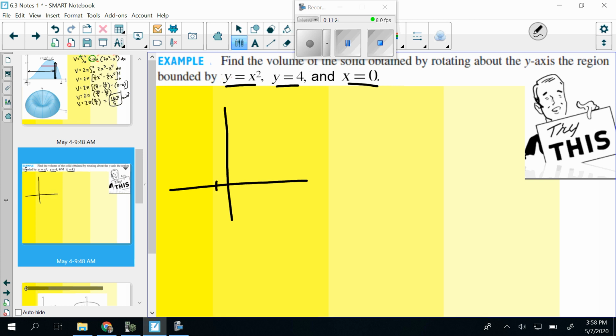So this parabola of x squared is going to start at the origin. If you put 0 in, you're going to get 0 right there. If you put 1 in, 1 squared is 1. Negative 1 squared is also 1. 2 squared is 4. Negative 2 squared is also 4. So something like that would be the parabola. Y equals 4 is just a horizontal line through 4. And then x equals 0 would be a vertical line, basically the y-axis right here.